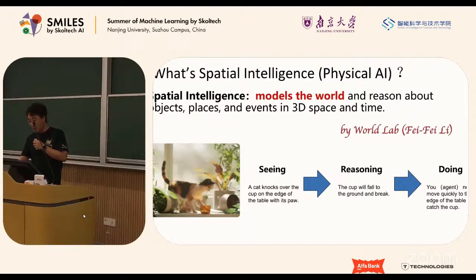In this example, sensing tells us that the cat has pushed the cup. Reasoning predicts that the cup may fall and break. Acting means moving quickly enough to catch it. So a physical agent must connect all three stages so that the agent can perceive and work in the real 3D world.